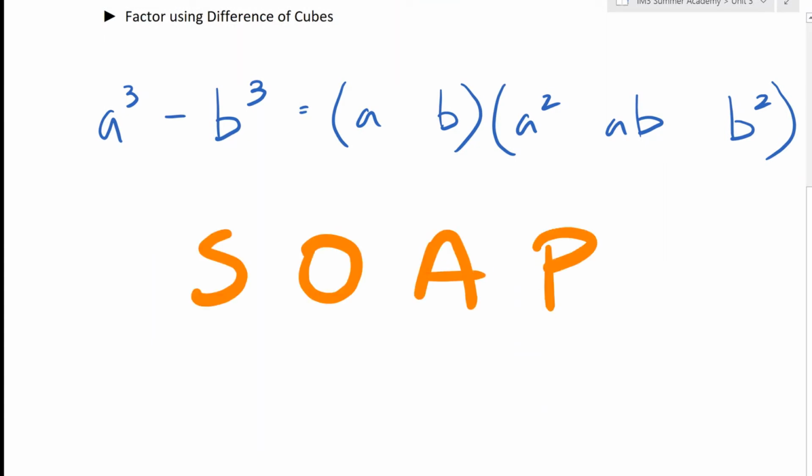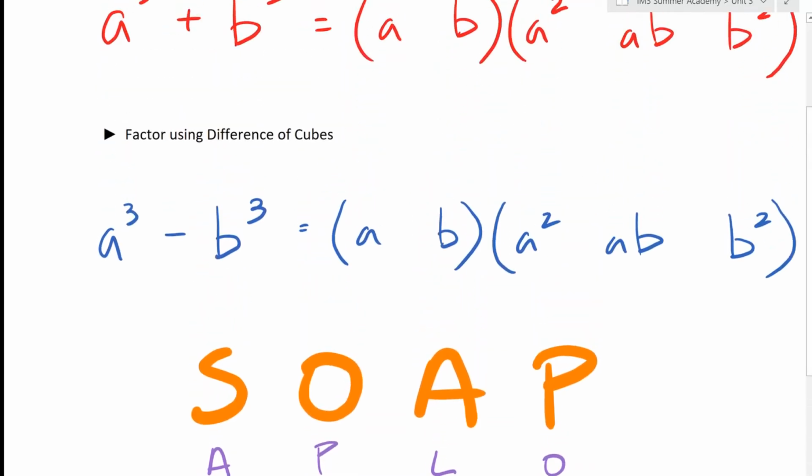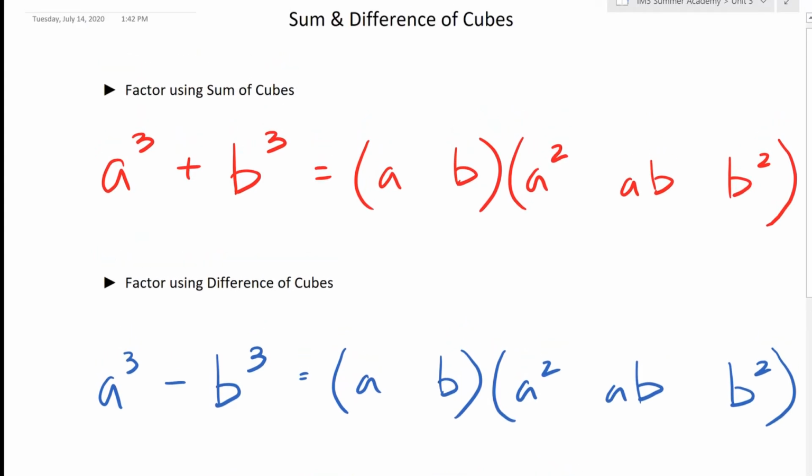And what SOAP stands for is same, opposite, always positive. These tell us what symbols go in the blanks. All right, as long as you can remember the pattern of A, B, A squared, AB, and B squared, we look at the original. So we're going to remember the word SOAP in our mind here. So I'm going to pull this up.